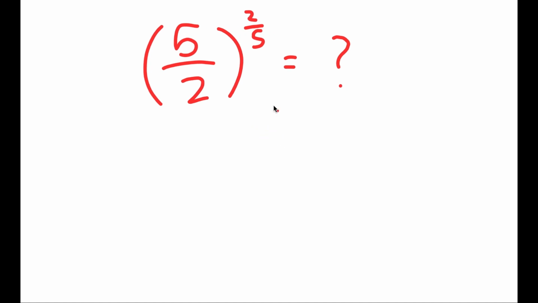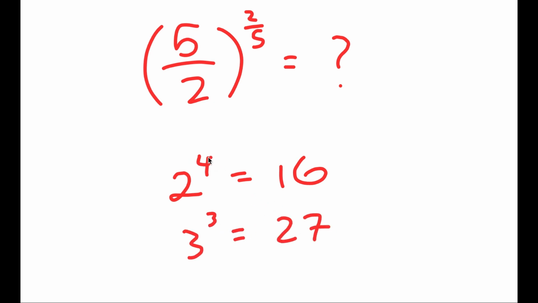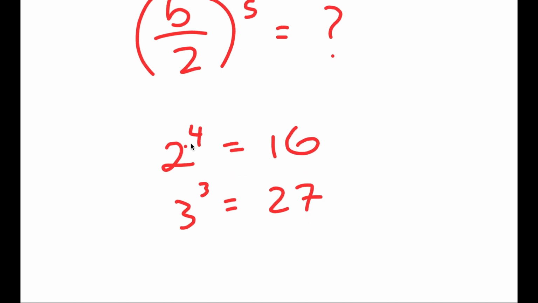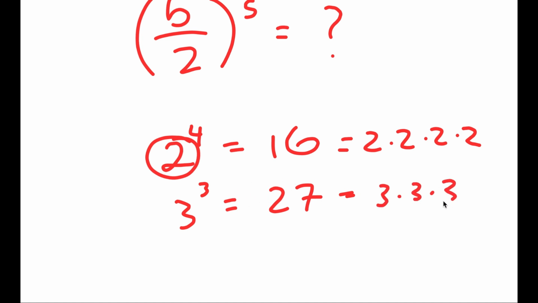What many people who are watching this video are used to is solving exponents with whole numbers. So let's say we have 2 to the power 4. This is simple. It's 16. And 3 to the power of 3, 27. These are exponents with whole numbers because you know how many times to multiply the base by itself. So 2 to the power 4 is the same thing as 2 times 2 times 2 times 2. And same thing with 3 to the power of 3, it's 3 times 3 times 3.